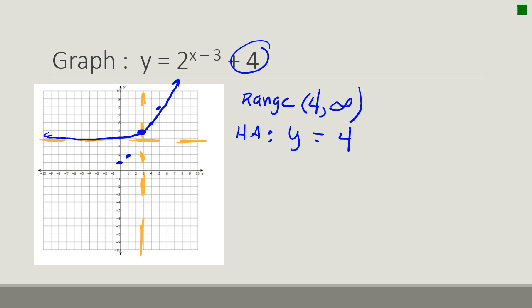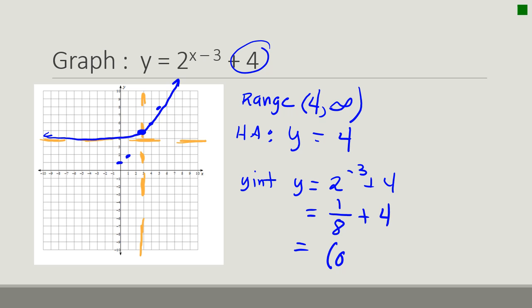To find my y-intercept, remember I can put 0 in for x and solve that. So if I put 0 in for x, I'm going to get y equals 2 to the -3 plus 4. So that's going to be 1/8 plus 4. So my y-intercept is going to be (0, 4 and 1/8). And I'm okay with that being 4 and 1/8.